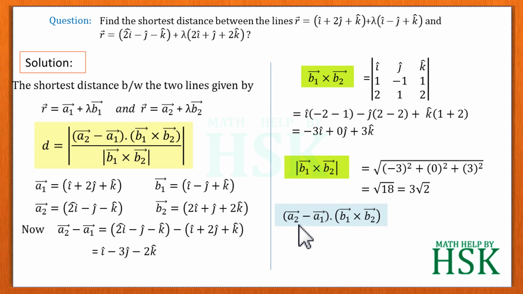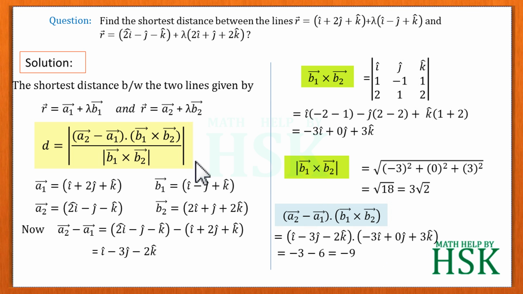Next, we are going to calculate the value of (a2 − a1) · (b1 × b2). It is very simple. We place the values of a2 − a1 and b1 × b2, and the dot product is very simple. We just multiply the coefficient of i with the coefficient of i, j with j, and k with k to get the dot product. So this will be equal to −3 + 0 − 6. So this will be equal to −3 − 6, that is equal to −9.